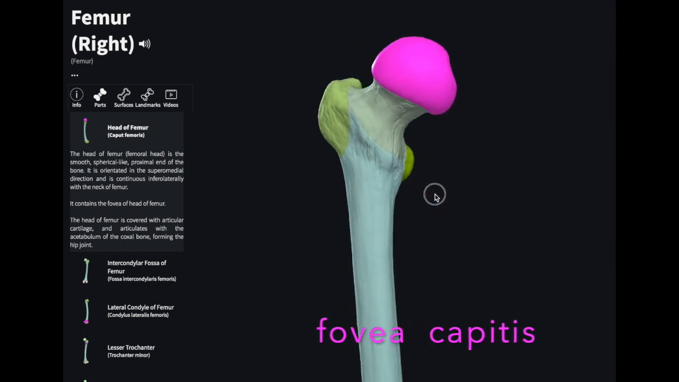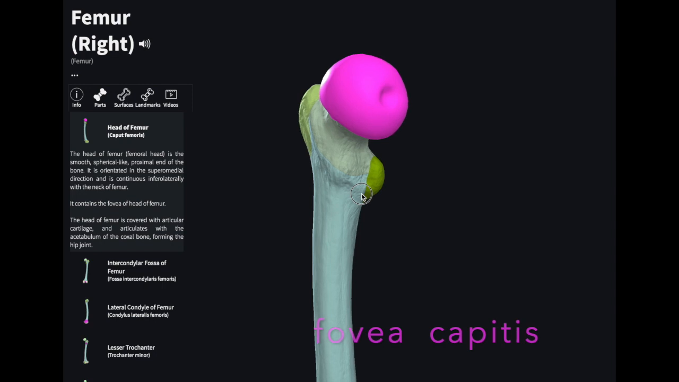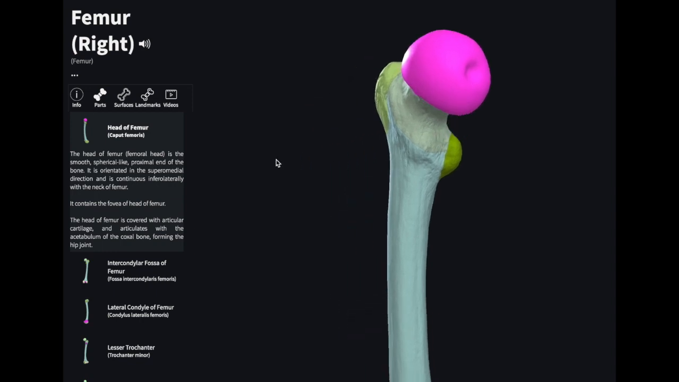Okay, and so within the coxal bone, there'll be a piece of ligament that will stick right into here, and there'll be another depression within the acetabulum of the coxal bone, which will secure the femur, the femoral head within.